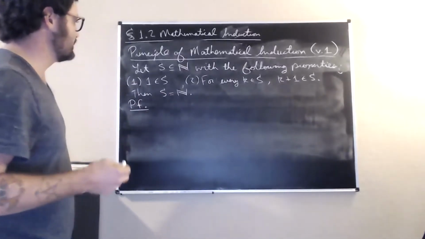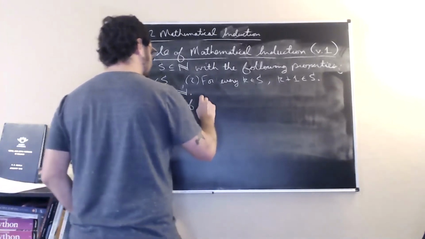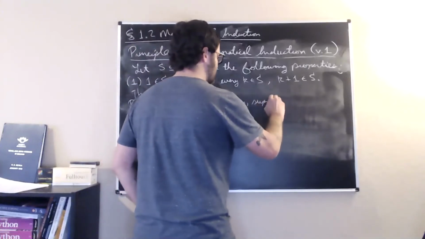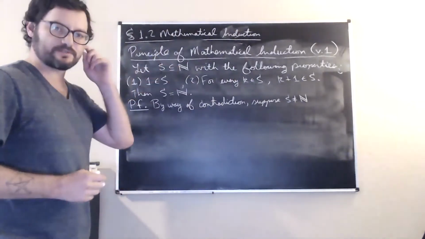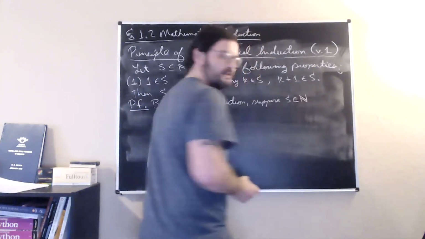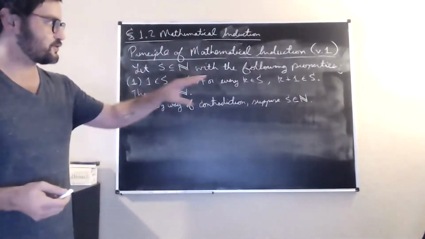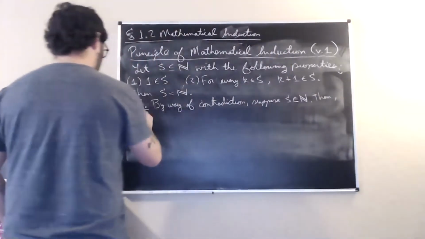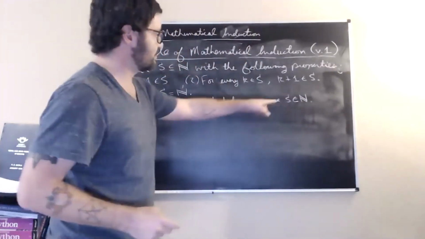We're going to do this by way of contradiction. Suppose S does not equal the natural numbers. By the way, we're assuming that S is a subset of the naturals, and in this case, it's a strict subset of the naturals. It's not equal to the naturals. So by way of contradiction, suppose it's a strict subset of the naturals.